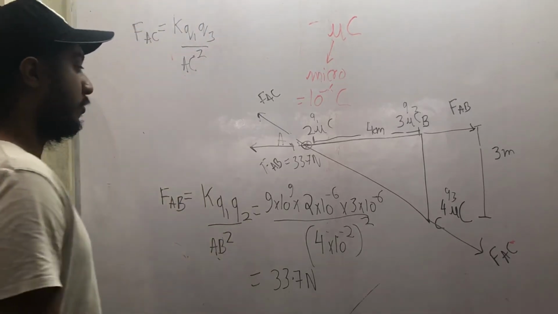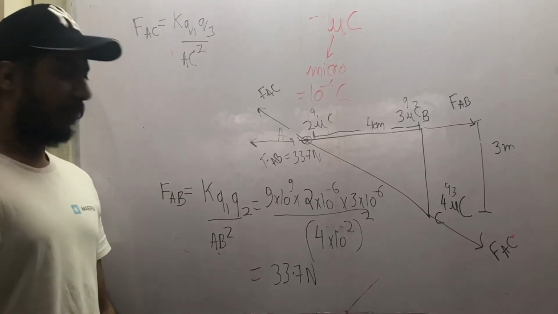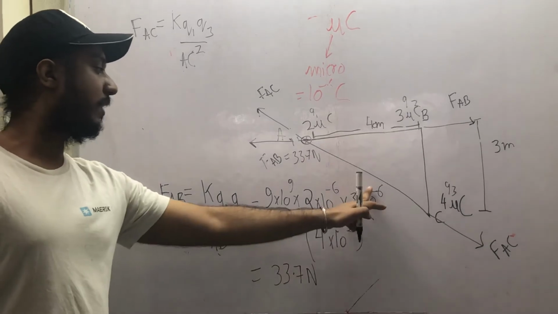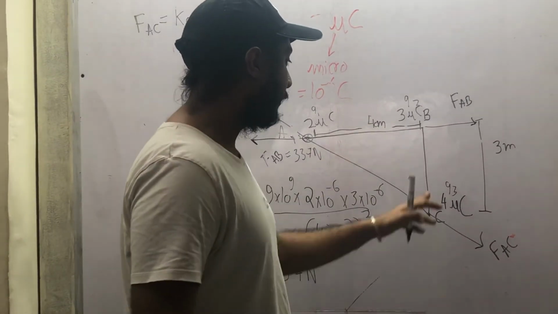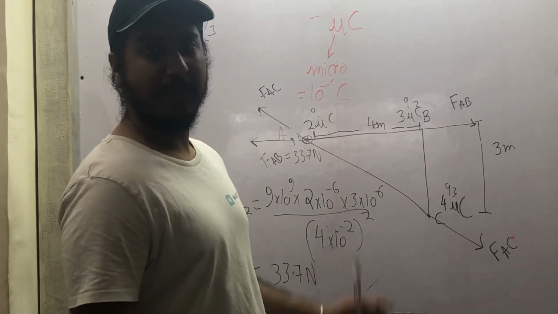Here it will be AC square. So do we know the value of AC? We don't know it yet. Okay. So to find the value of AC, how will you find? You know these two sides. This is 4 meter and this one is 3 meter. So you can use the Pythagoras theorem.